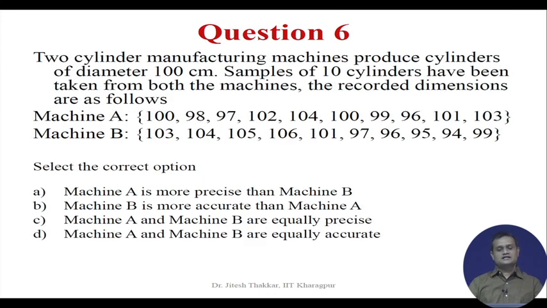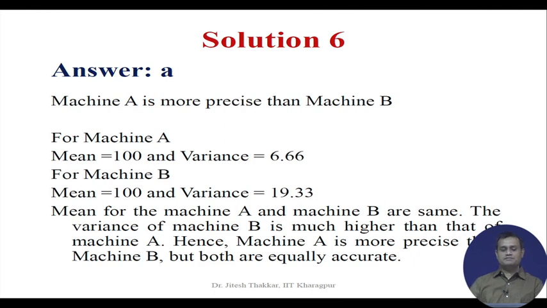Question 6, 2 cylinder manufacturing machines produce cylinders of diameter 100 centimeter. Samples of 10 cylinders have been taken from both the machines. The recorded dimensions are as follows. Machine A, you can see the string 100, 98, 97, 102 and so on. Machine B 103, 104, 105, 106, 101 and so on. So, select the correct option. Machine A is more precise than machine B, machine B is more accurate than machine A, machine A and B both are equally precise, machine A and machine B are equally accurate. So, machine A is more precise than machine B, your answer is A.